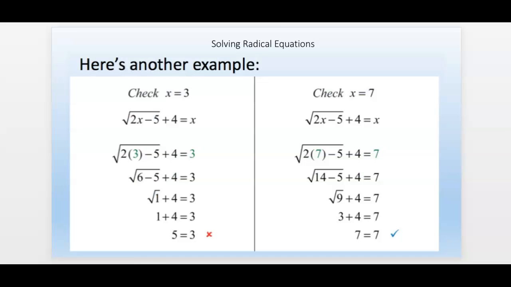Again, another example, this is just checking. If we found a solution to be 3, and over here a solution to be 7, we plug them into the original equation. Again, I didn't go through this the way we solved it here, but just to show you, this is how you check it. When you check x equals 3 and plug it in, you get to the end here, it says 5 equals 3. That's not true. 3 does not work, but 7 does work. When you get to the end here, it says 7 equals 7. That's true. 7 is a real solution.